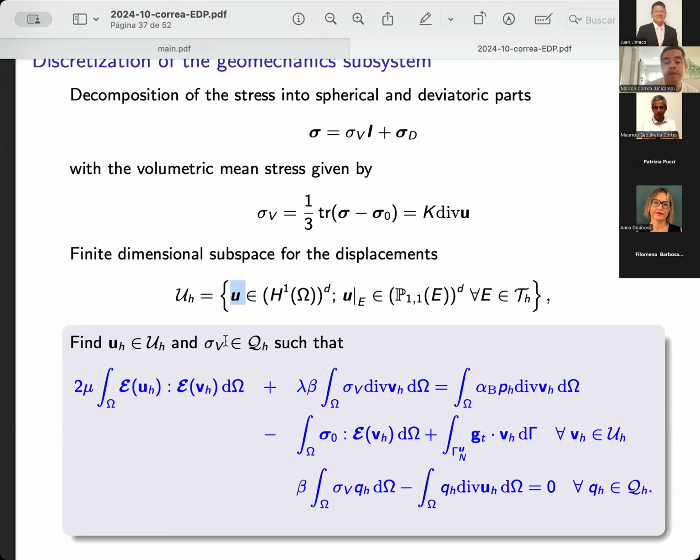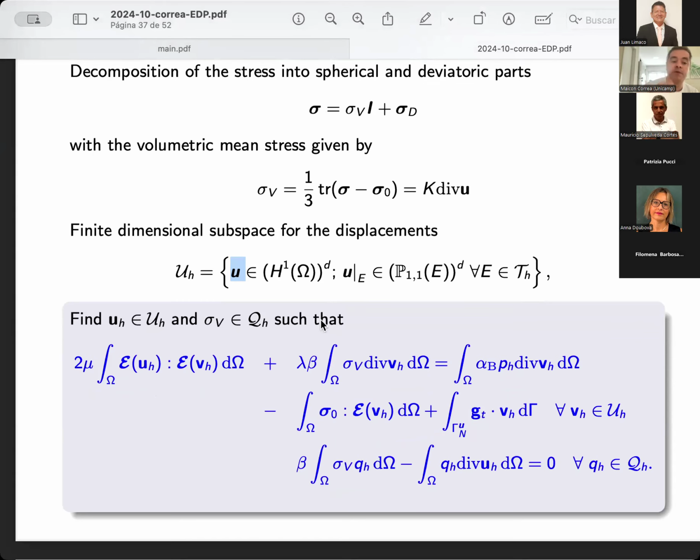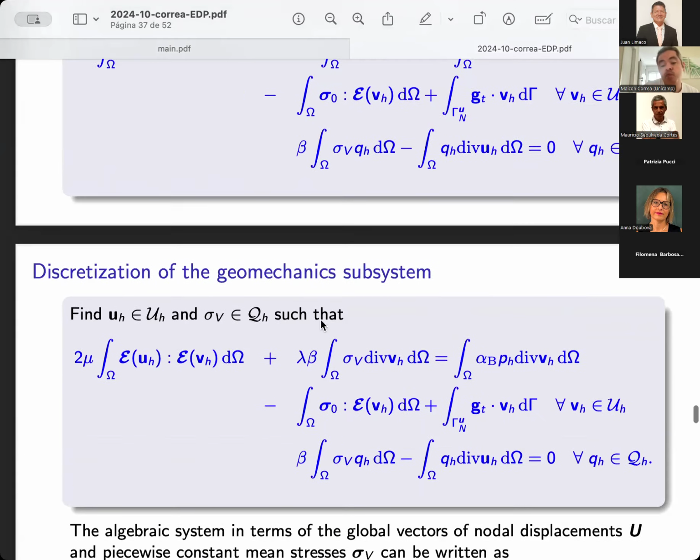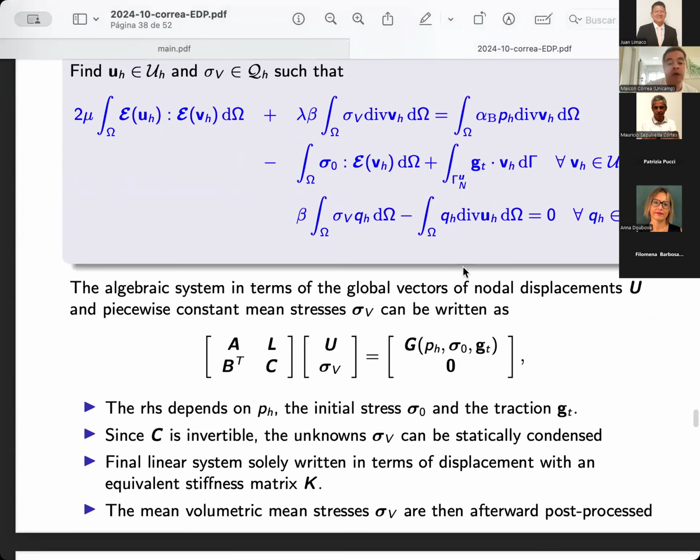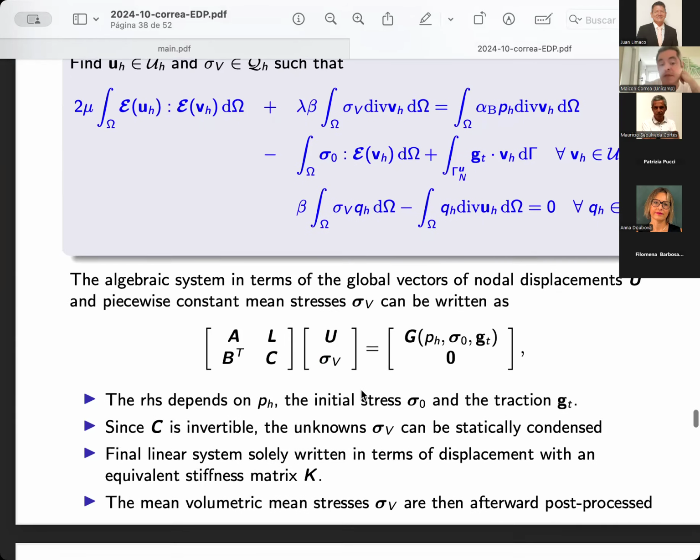This formulation is also really nice. It's locally conservative, and if you do everything okay, in the end you can statically eliminate the unknowns for the mean stress and solve your problem just in terms of the displacement. It's a pretty nice formulation.